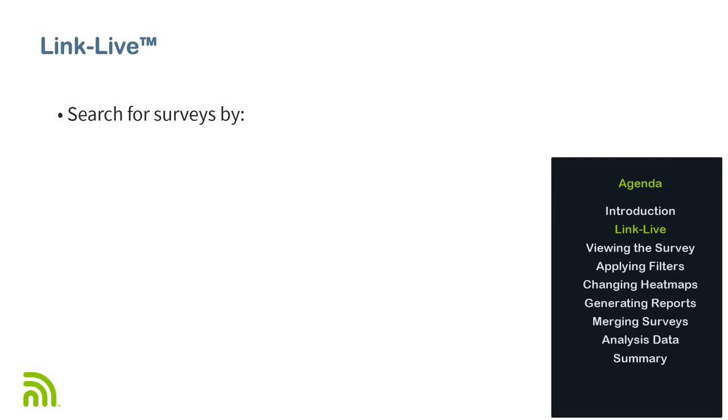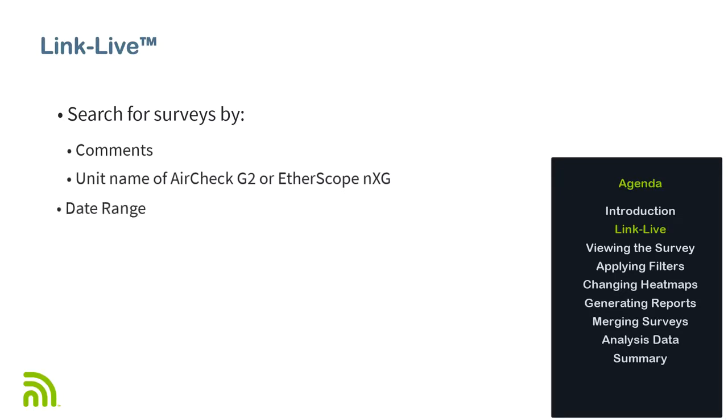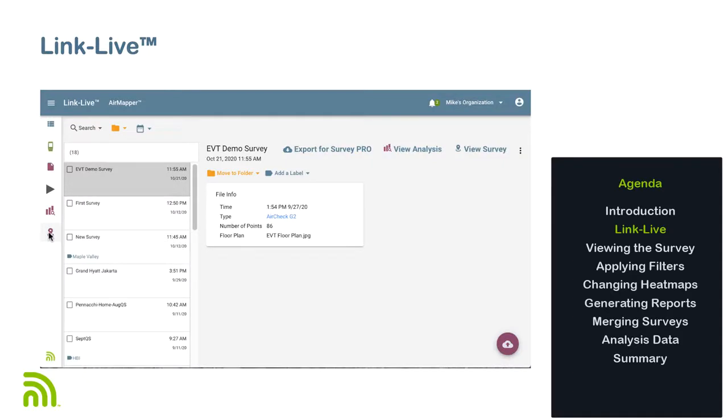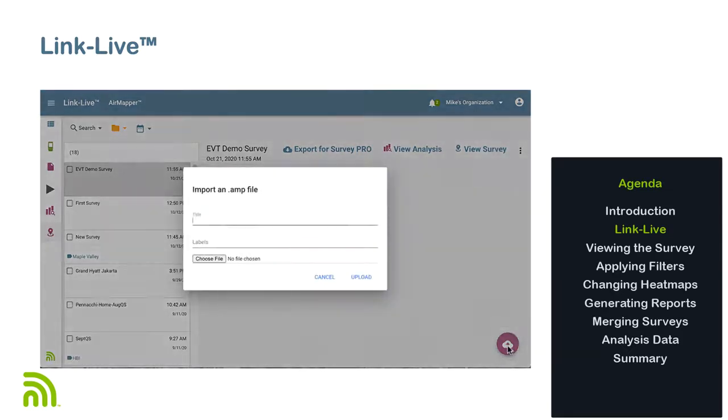The search can be performed on comments, the unit name of the AirCheck G2 or EtherScope nXG used to collect the data, or date range. Using the search feature can help me find the site survey I'm interested in quickly and easily. While on this view, you will also have the option to upload AirMapper site survey data that has been saved locally to Link Live using the option in the lower right corner of the screen.